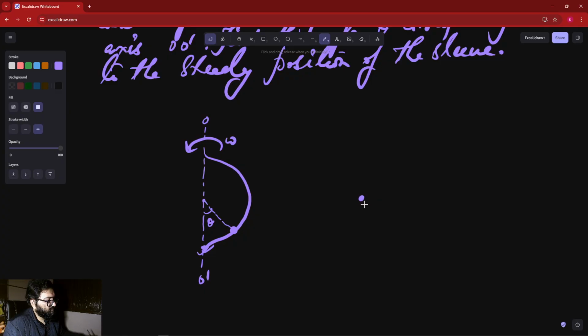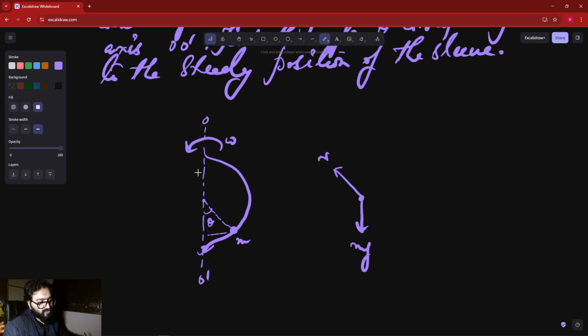If I draw the FBD, there is weight acting downwards. Let's say that the mass of the sleeve is m. There is some normal force by the rod, right? And there is a component of this normal force which is actually providing the centripetal force. Now if this angle is theta, what's going to be the radius of the circular path in which this sleeve is going to move?